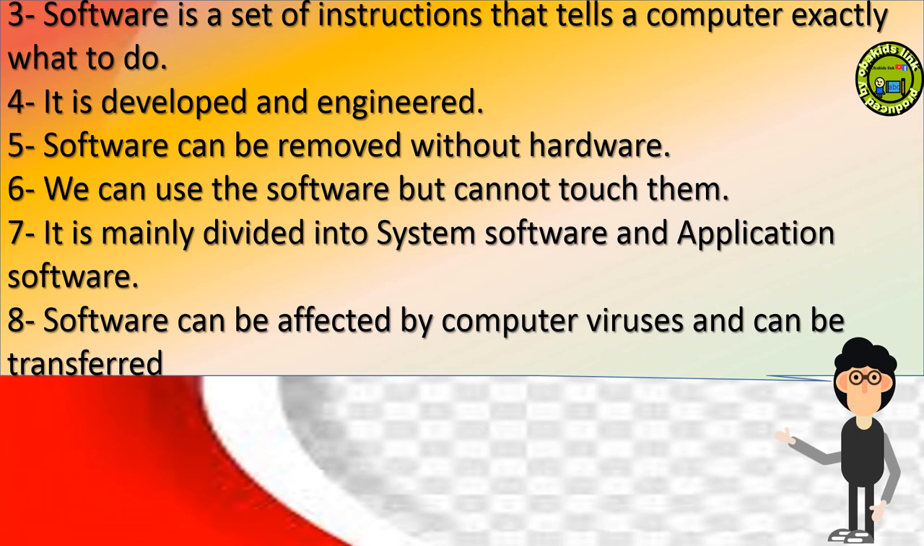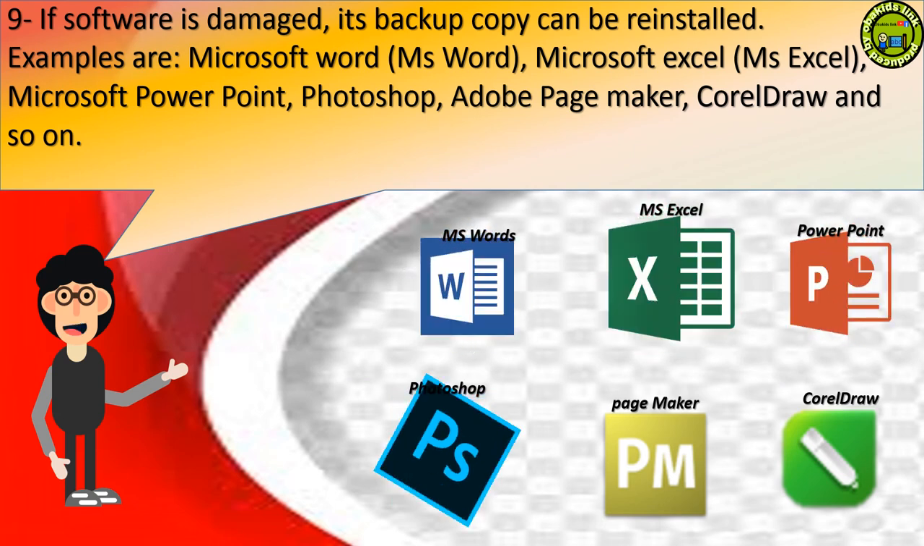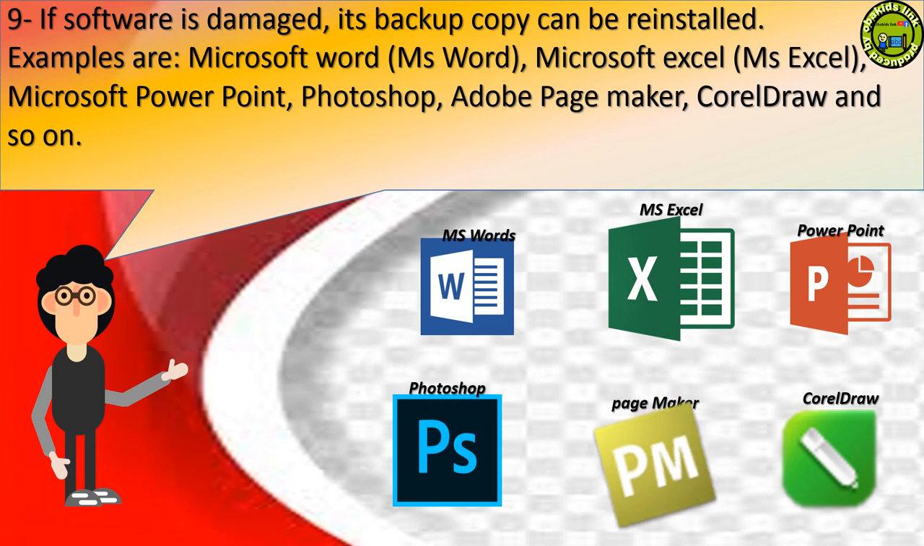5. Software can be removed without hardware. 6. We can use the software but cannot touch them. 7. It is mainly divided into system software and application software. 8. Software can be affected by computer viruses and can be transferred. 9. If software is damaged, its backup copy can be reinstalled. Examples are Microsoft Word, Microsoft Excel, Microsoft PowerPoint, Photoshop, Adobe PageMaker, CorelDRAW, and so on.